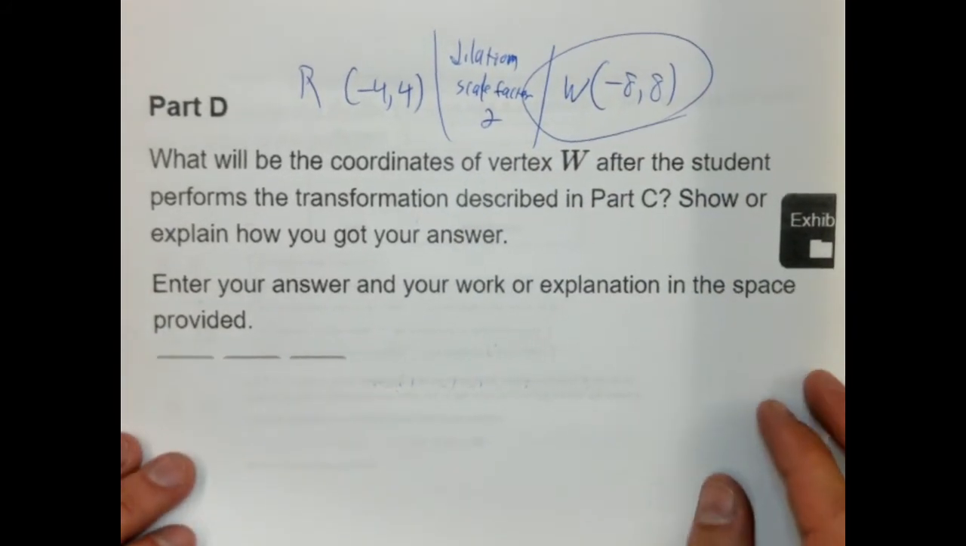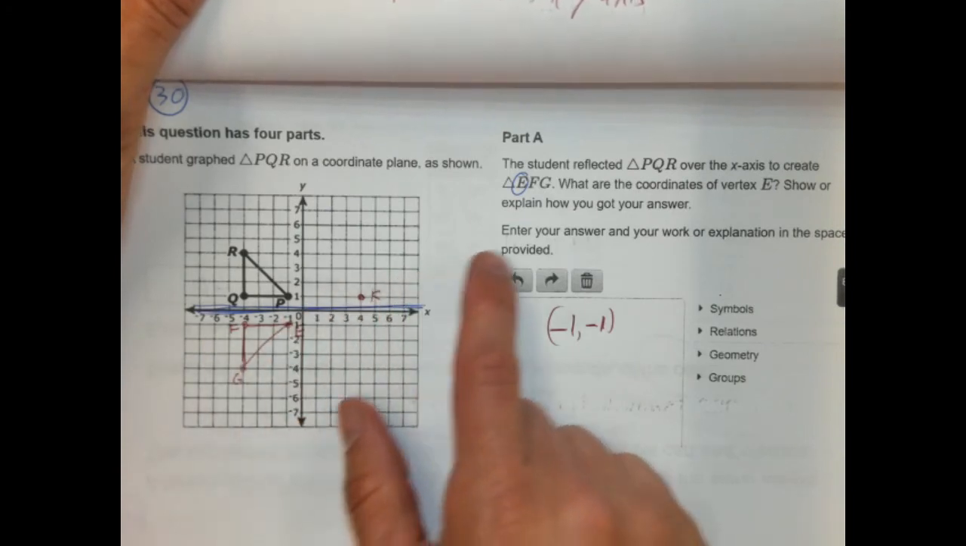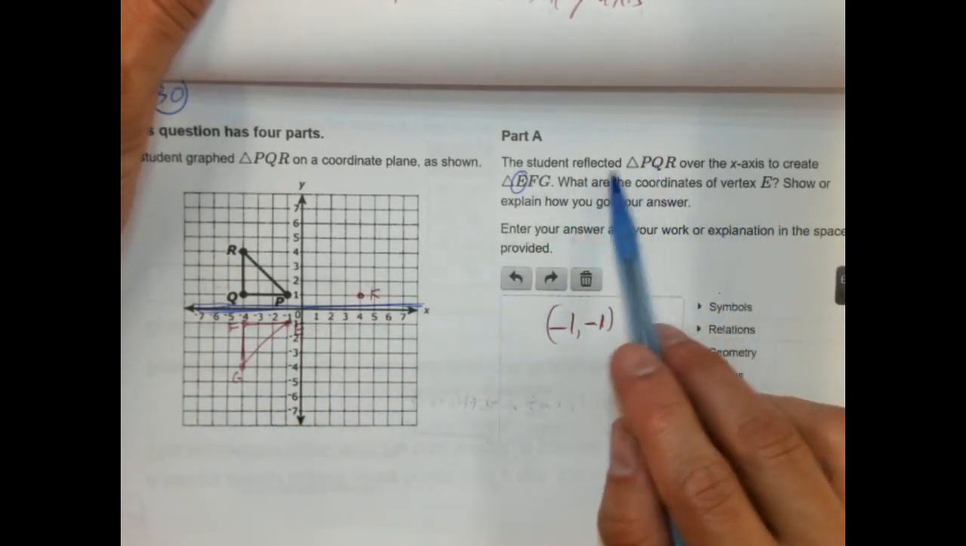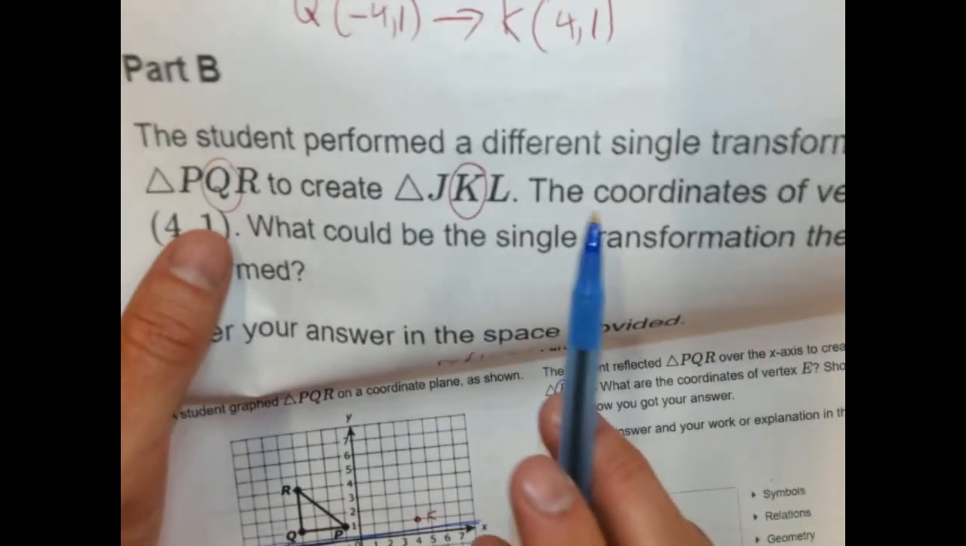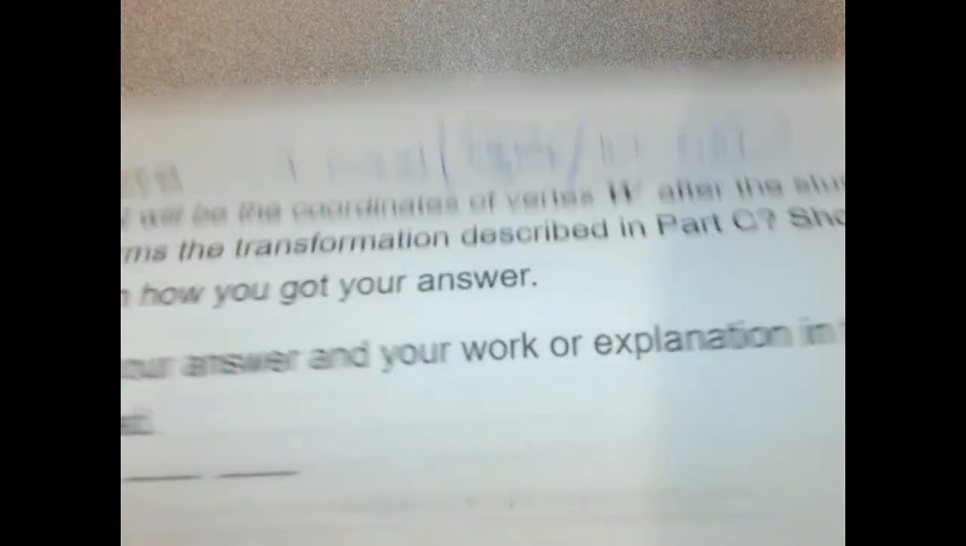So that's number 30. Hopefully that answers your questions on this one. The main thing is you really have to be able to identify what points we're talking about here. So knowing that E matches up with P because of the order of the letters. Same here, K and Q. And then W and R.